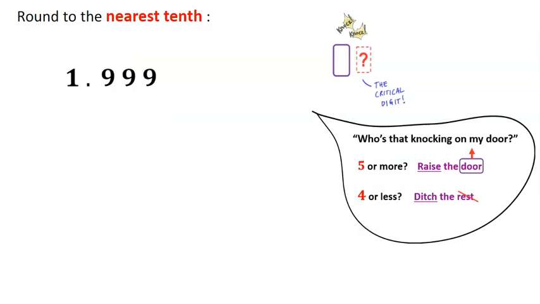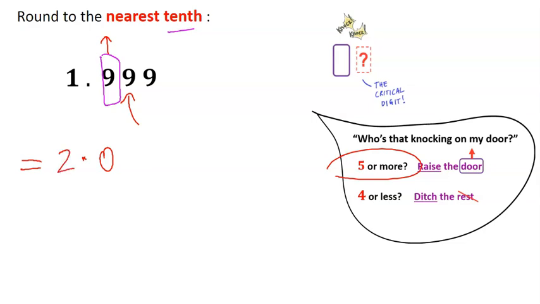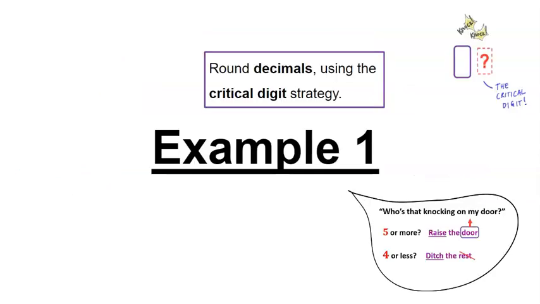One more. Round to the nearest tenth. The door, the digit, the ditty. Who's that knocking on my door? It's 5 or more. Raise the door, but from this tenth, I have to go to the nearest tenth, which means 1.9 bumps up by 1/10 to 2.0. This is correct rounding to the nearest tenth. Write down example 1 and let's practice again.